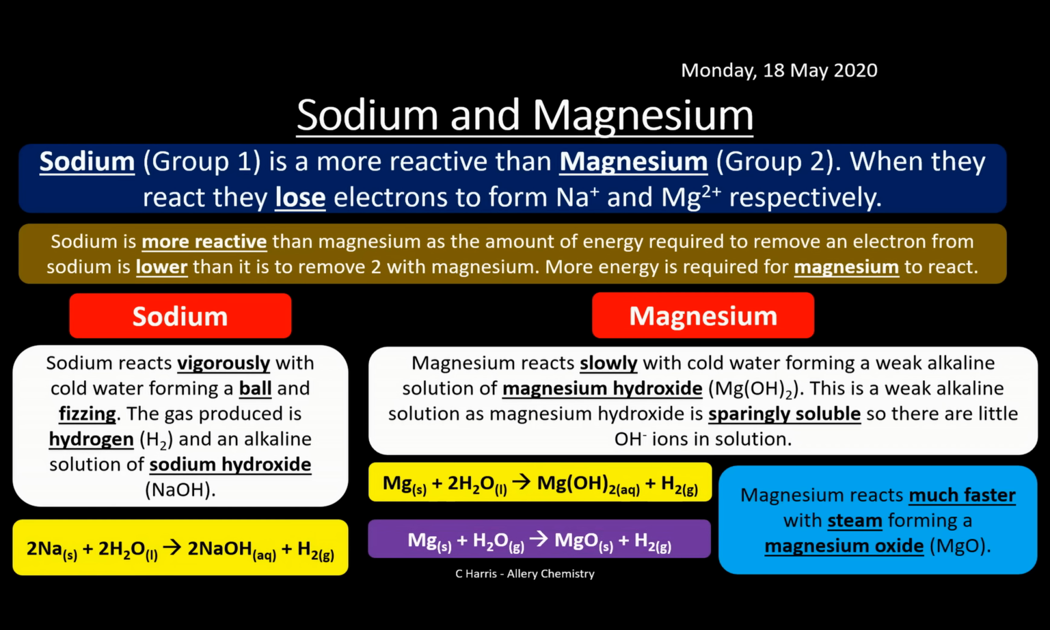So let's have a look at the reaction of that. There it is. So magnesium reacting with water, as you can see, it's a gas, so that means that steam will produce magnesium oxide and hydrogen. So just make sure you're looking at the state symbols here, because that's going to have a big impact on what product you're making.